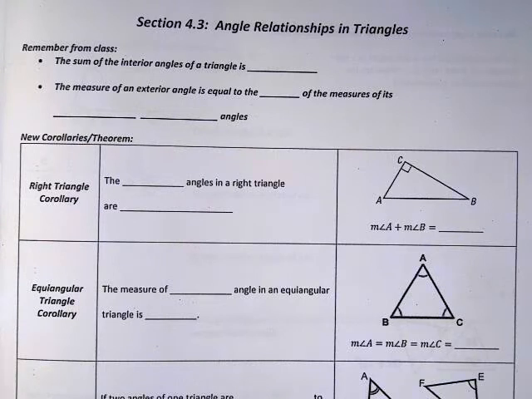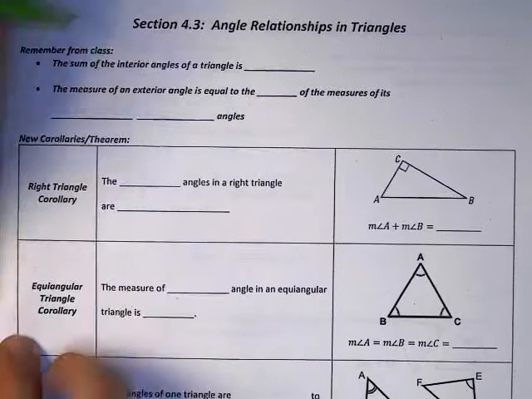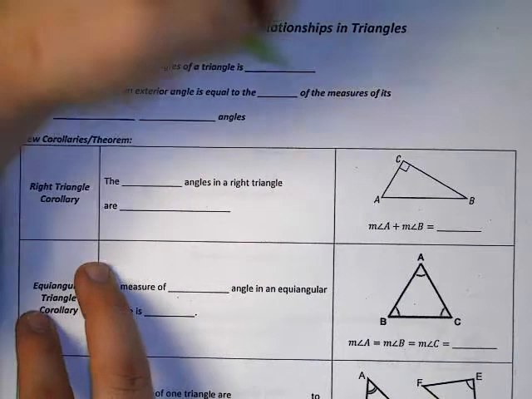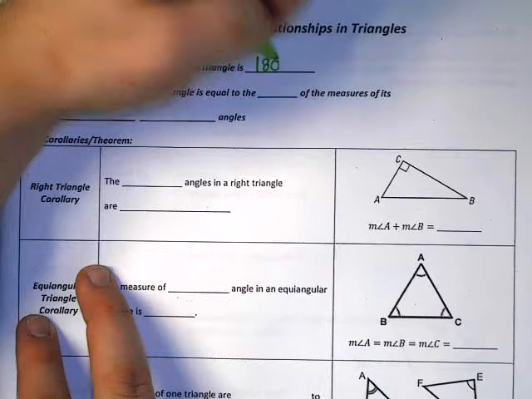Now, quite a bit of this should be review of class, or actually maybe not the notes themselves, but they work off of the things that we did in class. Alright, so we need to remember from class that the sum of the interior angles of a triangle is always 180 degrees.